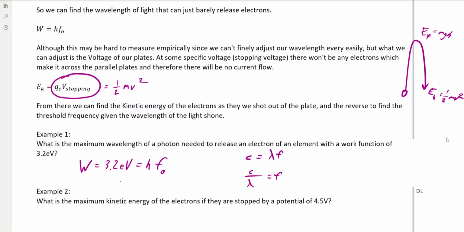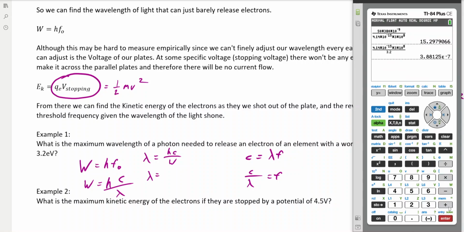So actually let's go hf naught. So let's put that in. So it'll be W equals h, and instead of f naught, we're going to do c over lambda. Okay, and then we're going to solve for lambda. So it's going to be lambda equals hc over W. So lambda equals, and so we get an answer of 3.88 times 10 to the negative 7 meters.